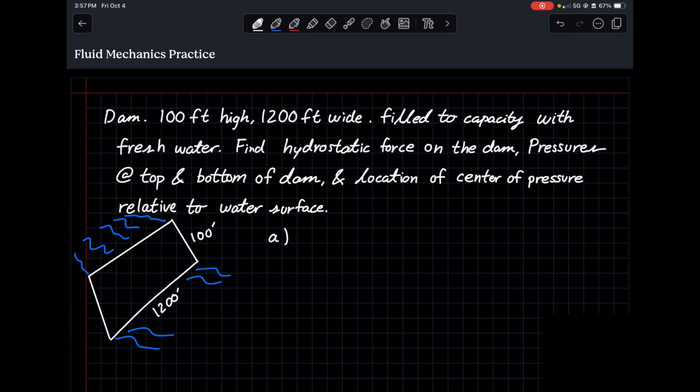For part A, we want to find the hydrostatic force, which is Fr is equal to Pc times A. And if we look at Pc real quick, this is the pressure at the centroid. So Pc would be somewhere right about here, just right in the center of our dam. And I'm assuming our dam is just a rectangle, just completely flat and vertical.